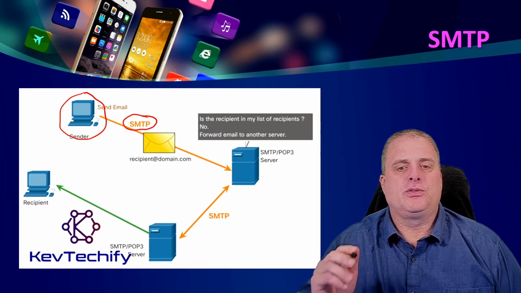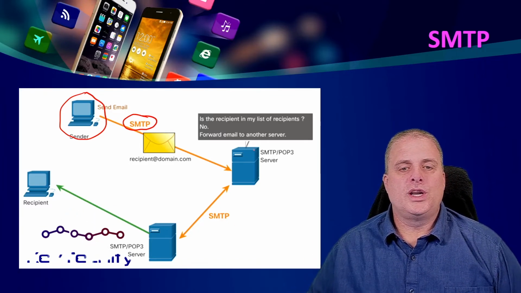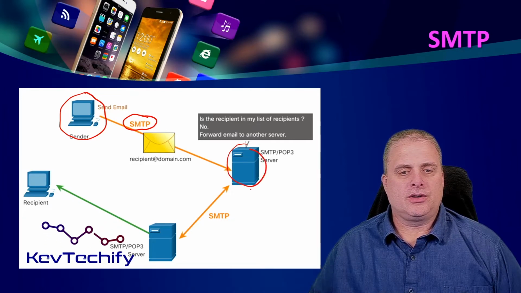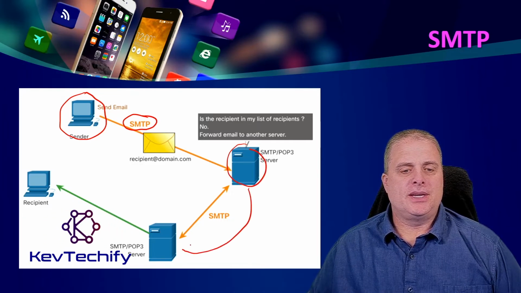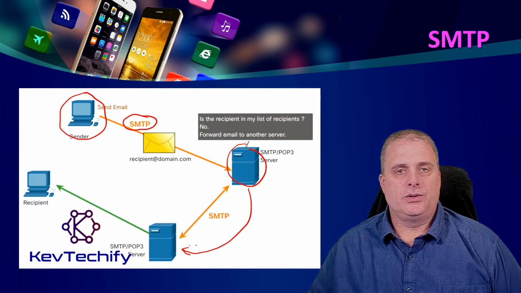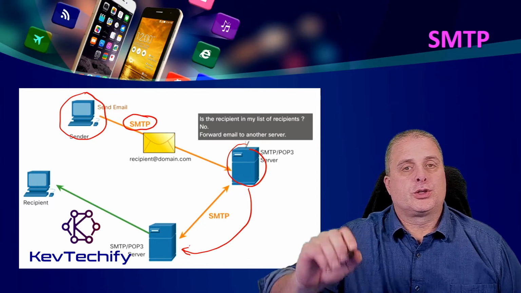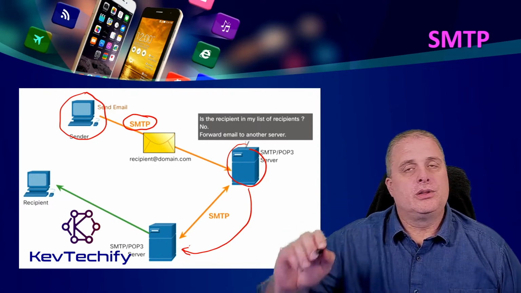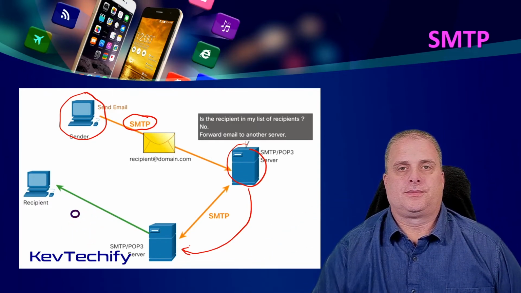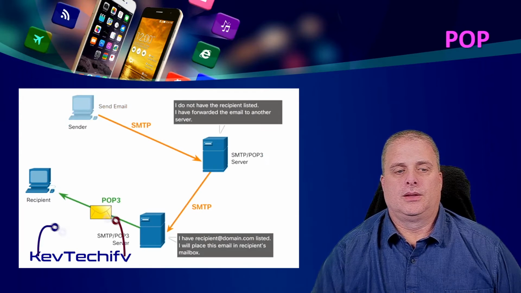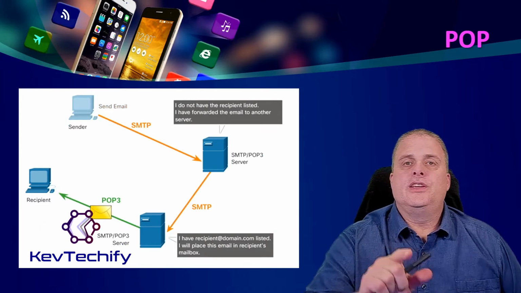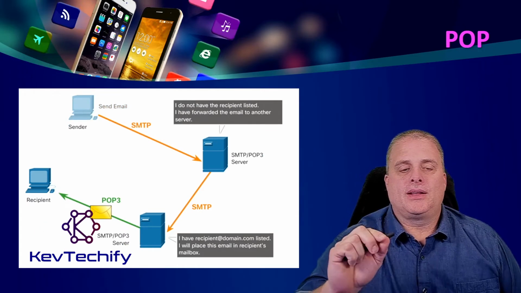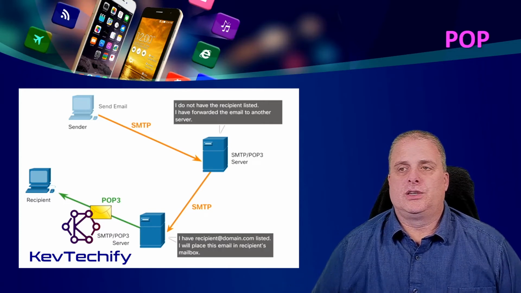SMTP is also responsible for moving it from the originating email server to the recipient's email server. We use the Simple Mail Transfer Protocol to transfer that email from the sending email server to the receiving email server. Then we can either use POP or IMAP to get that information off of the server.